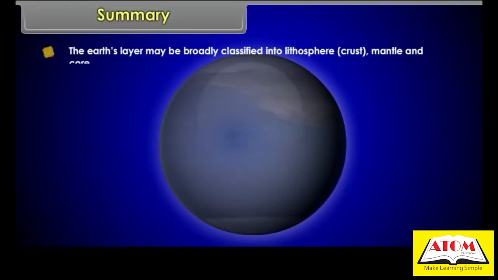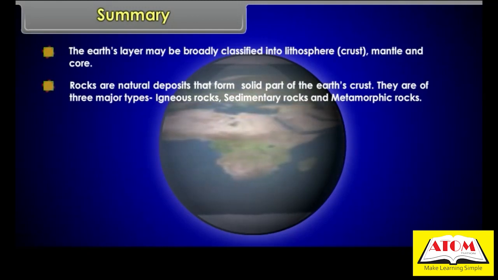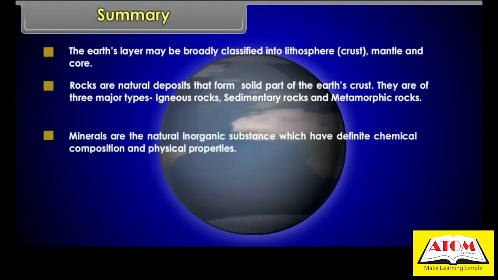Summary. The Earth's layers may be broadly classified into lithosphere or crust, mantle and core. Rocks are natural deposits that form the solid part of the Earth's crust. They are of three major types: igneous rocks, sedimentary rocks and metamorphic rocks. Minerals are the natural inorganic substances which have definite chemical composition and physical properties.